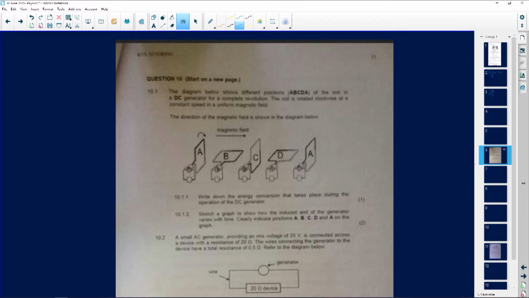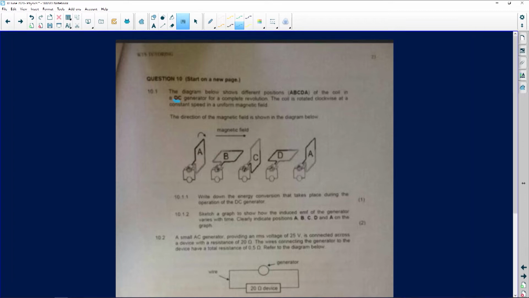It says the diagram below shows different positions A, B, C, D, A of the coil in a DC generator. Now we know we're talking about direct current, and to make a direct current, we have to have split rings and not slip rings like the other one. Generator, I know it's mechanical energy. I must first work before I can have electricity. That's the energy conversion that's going to take place. Now that's for a complete revolution. When you talk about a revolution, that is an entire rotation.